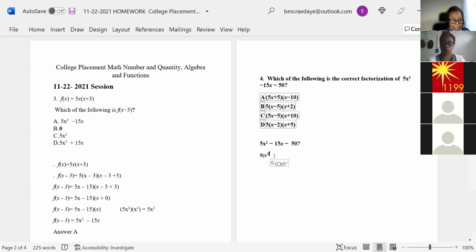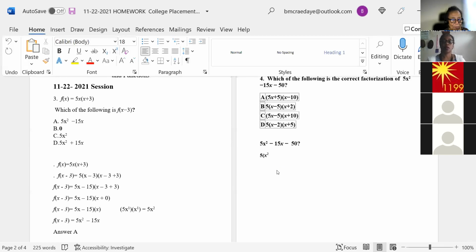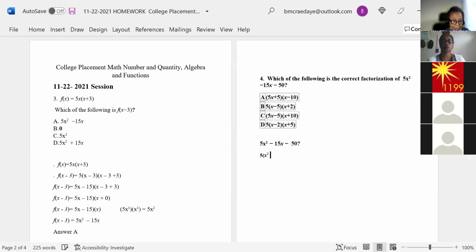Now I want to factor the 5 out of the minus 15. What do I have? Minus 3x. That's right. Because 5 times minus 3x gives me minus 15x. Now I have the 50. 5 times what number gives you the minus 50? It's 10. Plus or minus? Minus 10. That's right.